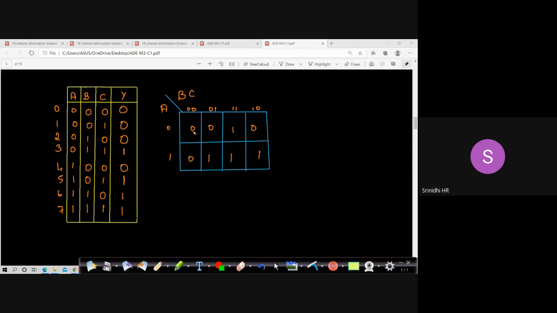So what is the answer for this? Here I can get the simplified expression. This can be one pair, this can be another pair, and this can be another pair. Let's say this is my first pair, this is my second pair, this is my third pair. Jotting down the answer, Y is equal to AC plus BC plus AB. So AC plus BC plus AB, you know how to write.